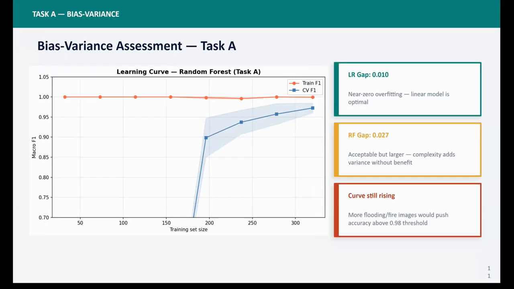Our learning curve shows cross-validation F1 still rising at 320 training samples, given that the model is still data limited. With more flooding and fire images, we expect to push closer to the 0.98 accuracy threshold. The training CV gap of 0.01 for the logistic regression model also confirms that there is no meaningful overfitting in our modeling.